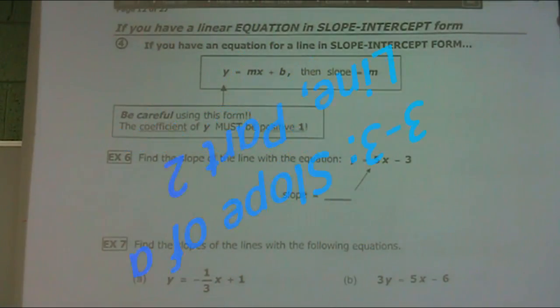So today we're going to calculate the slope of a line from its equation. And we're going to do both forms of the equation. We're going to do standard form, which is ax plus by equals c. And we're going to do slope-intercept form, which is y equals mx plus b. There's a way to do this for both types of equation. So the one we're going to start with today is y equals mx plus b, slope-intercept form.